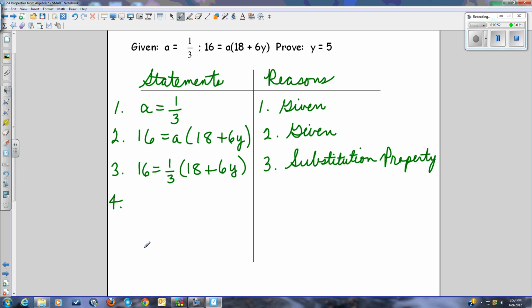Now the fourth step. We need to get ready to solve, to figure out what y is. So we are going to have to use our distributive property to get rid of the parentheses. So let's do that. So we've got 16 equals, we're going to say 1/3 times 18, which is 6, and 1/3 times 6y, which is 2y. The reason we can make that statement is we just distributed. We used the distributive property.